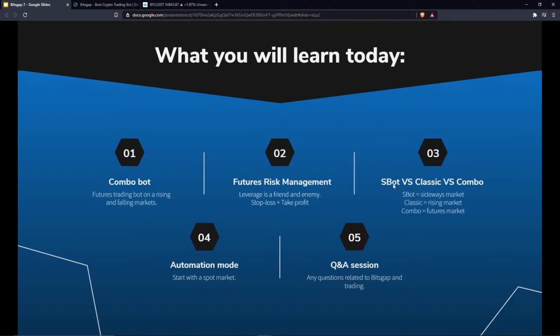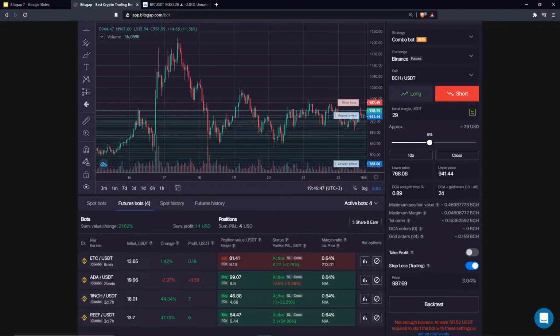Okay, so let's see what else I promised to cover today. As I said, the Bot Classic and Combo are for different market scenarios. The Combo Bot is the one with the highest risk, and it requires you to have more knowledge about the market because it's the futures market. It's different from the spot market. We also covered risk management. We also have the stop loss, but in the case of the Combo Bot, that's a trailing stop loss, which is even better because at some point it becomes our take profit. We also have the original take profit. So we covered all these things, and let's see what questions you have so far.